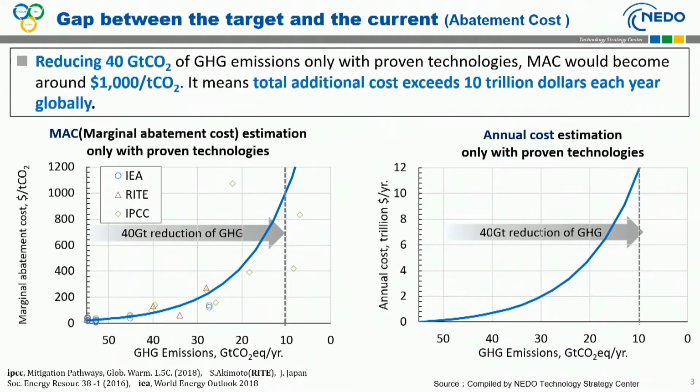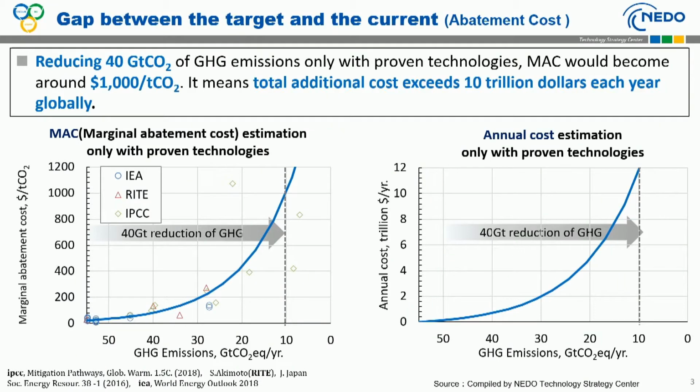The marginal abatement cost increases exponentially with the reduction amount. MAC is reaching around $1,000 per ton CO2 for a 40 gigaton reduction of GHG. This prediction is based on the implementation of only proven technology.